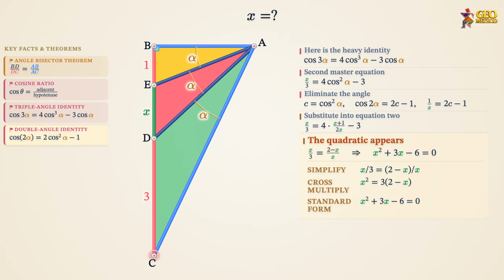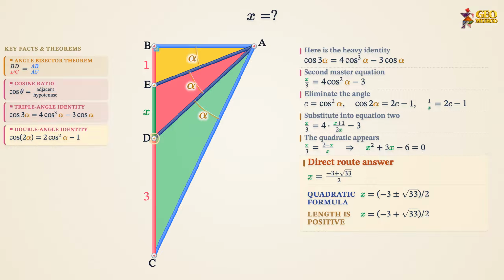Simplifying gives x over 3 equals (2 minus x) over x. Cross multiply, move everything to one side, and the quadratic is x squared plus 3x minus 6 equals 0. The quadratic formula gives (negative 3 plus or minus square root of 33) over 2. Since x is a length, we keep the positive root. Negative 3 plus square root of 33, all over 2.